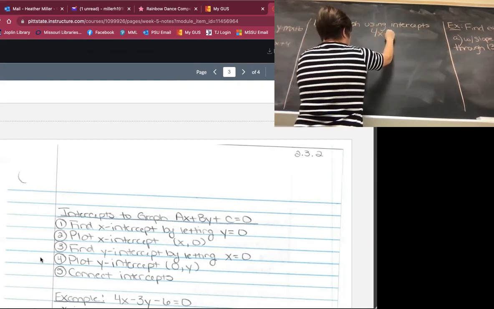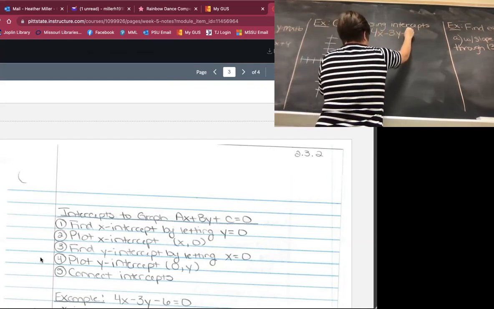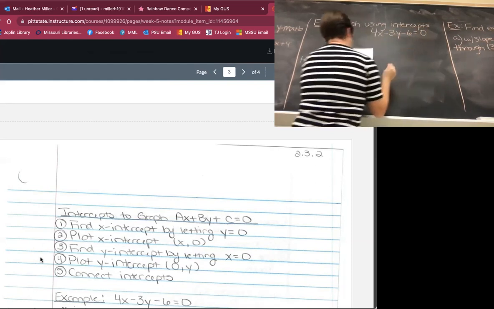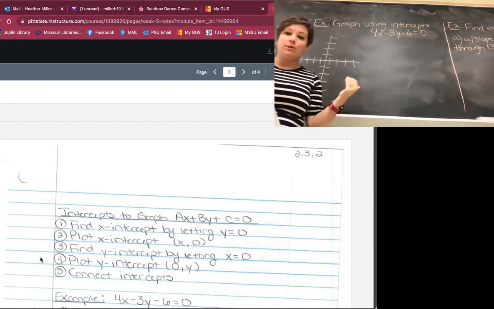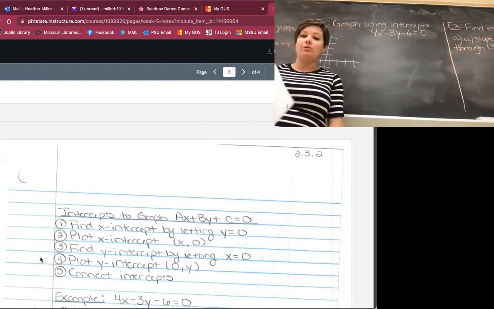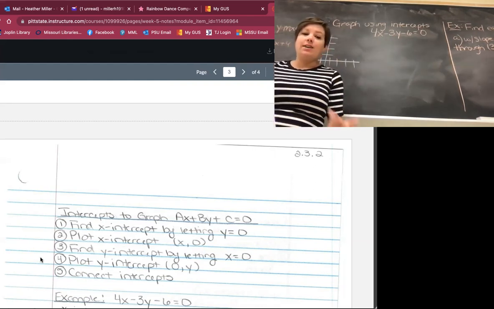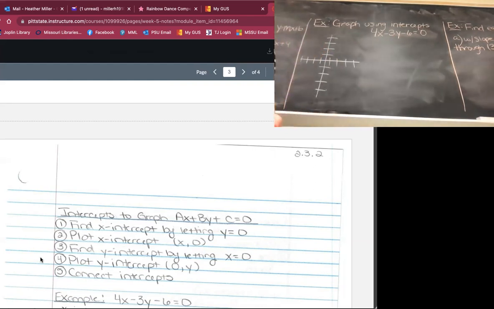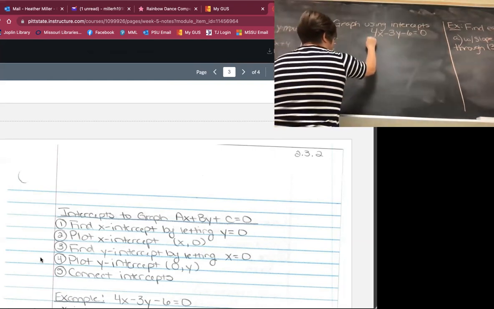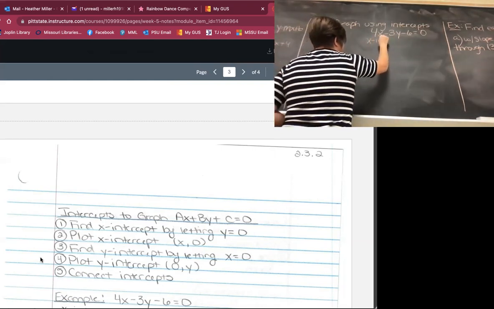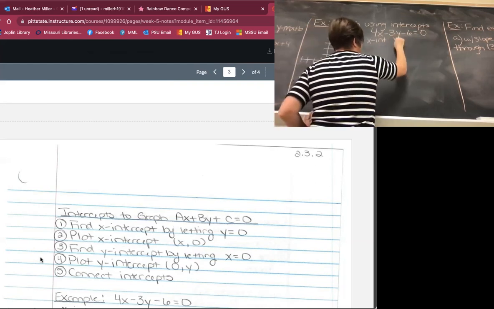4x minus 3y minus 6 equals 0. Notice we don't have to rewrite this. We don't have to get y by itself or anything else. We're just going to find the x-intercept and the y-intercept. So to find the x-intercept, we let y equal 0.